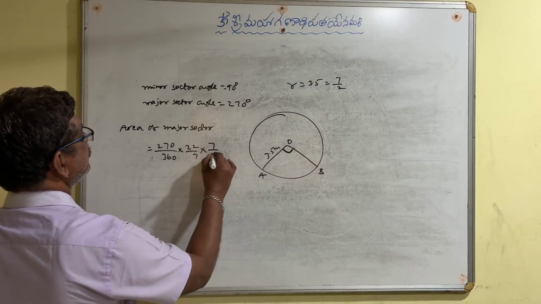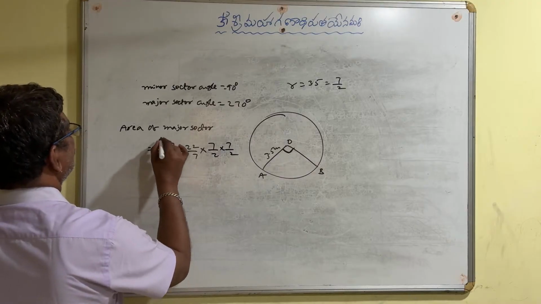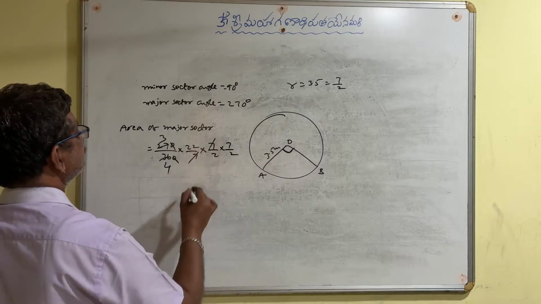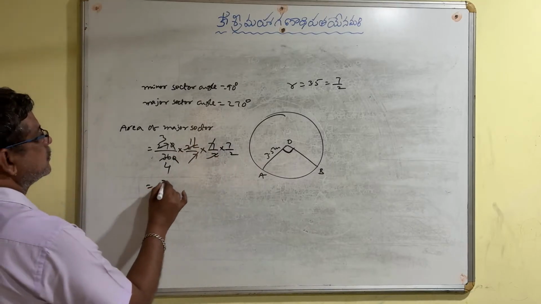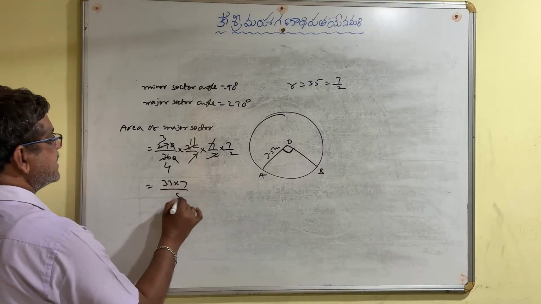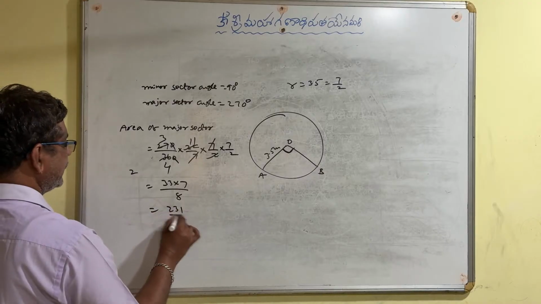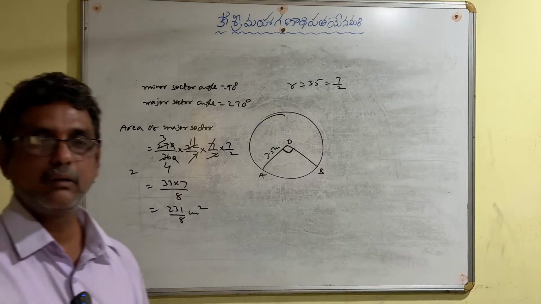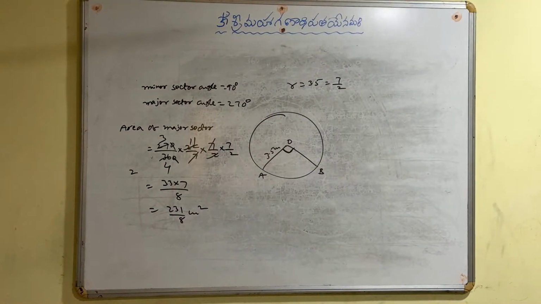So 7 by 2 into 7 by 2. 3 3s are 9, 4 4s are. 7 7 cancel. 2 11s are. So 33 into 7 by 8. 21. 231 by 8 centimeter square. Okay, na?